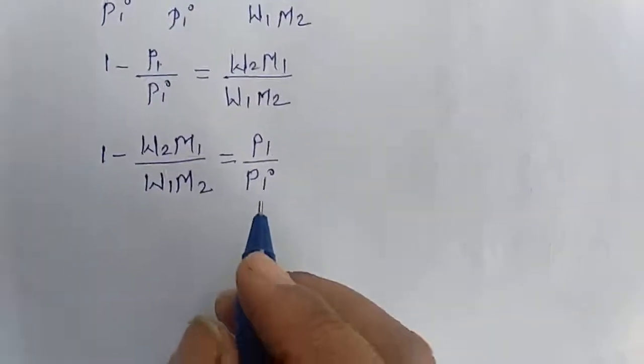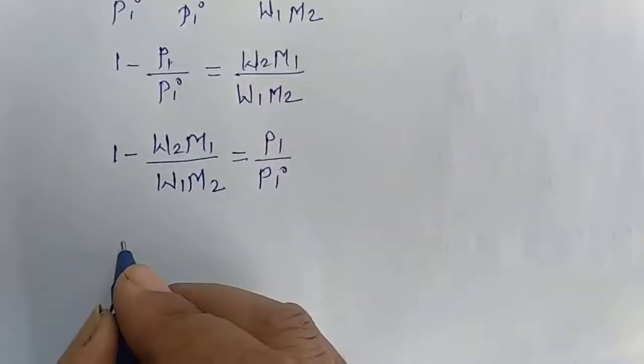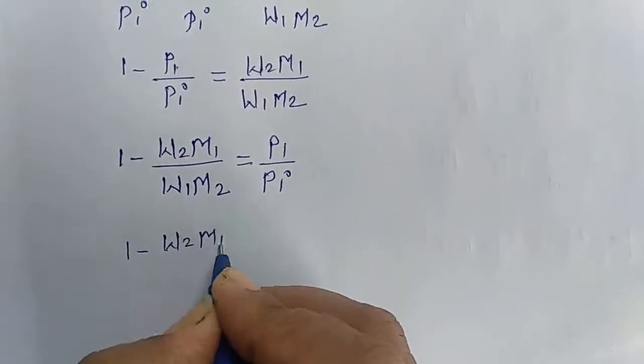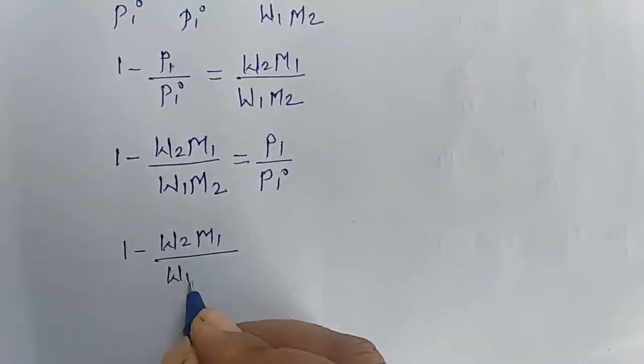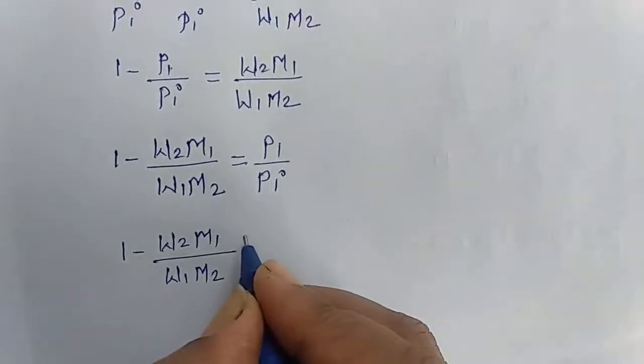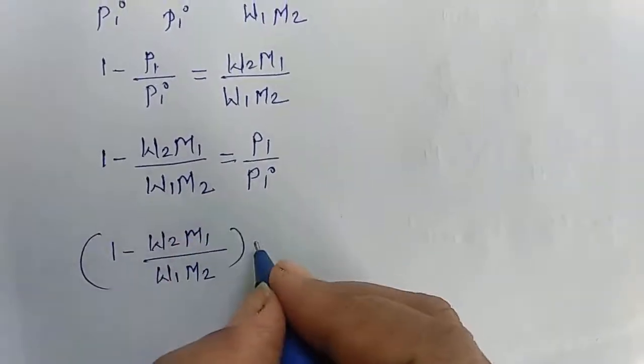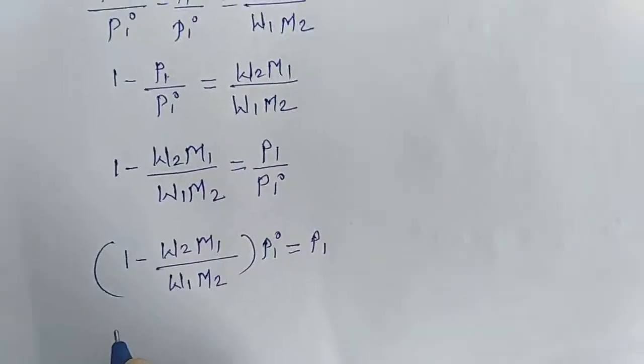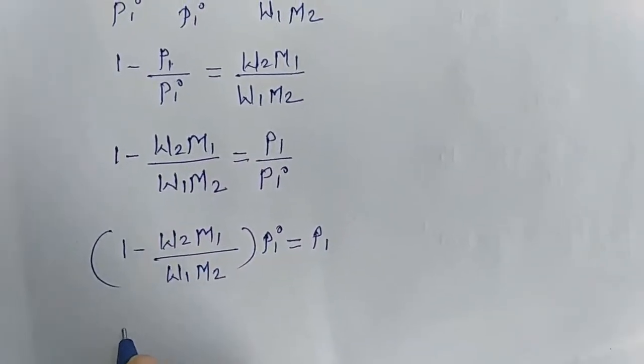We have to calculate the P1. So 1 minus W2 M1 upon W1 M2, this term shifted, we are getting the P1. Now let's substitute the value here.